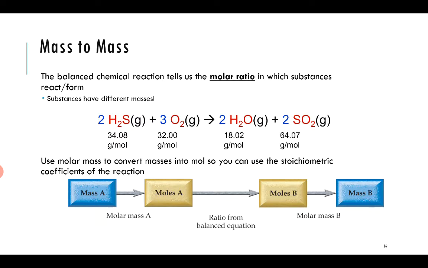So here's an example of a mass-to-mass conversion. So when in doubt of what to do, go to moles. So if you're given a mass of something first, you're going to use molar mass to find moles of that substance. Use the ratio from the balanced chemical equation to find moles. And then use the molar mass of the other substance to switch into mass of the other substance.